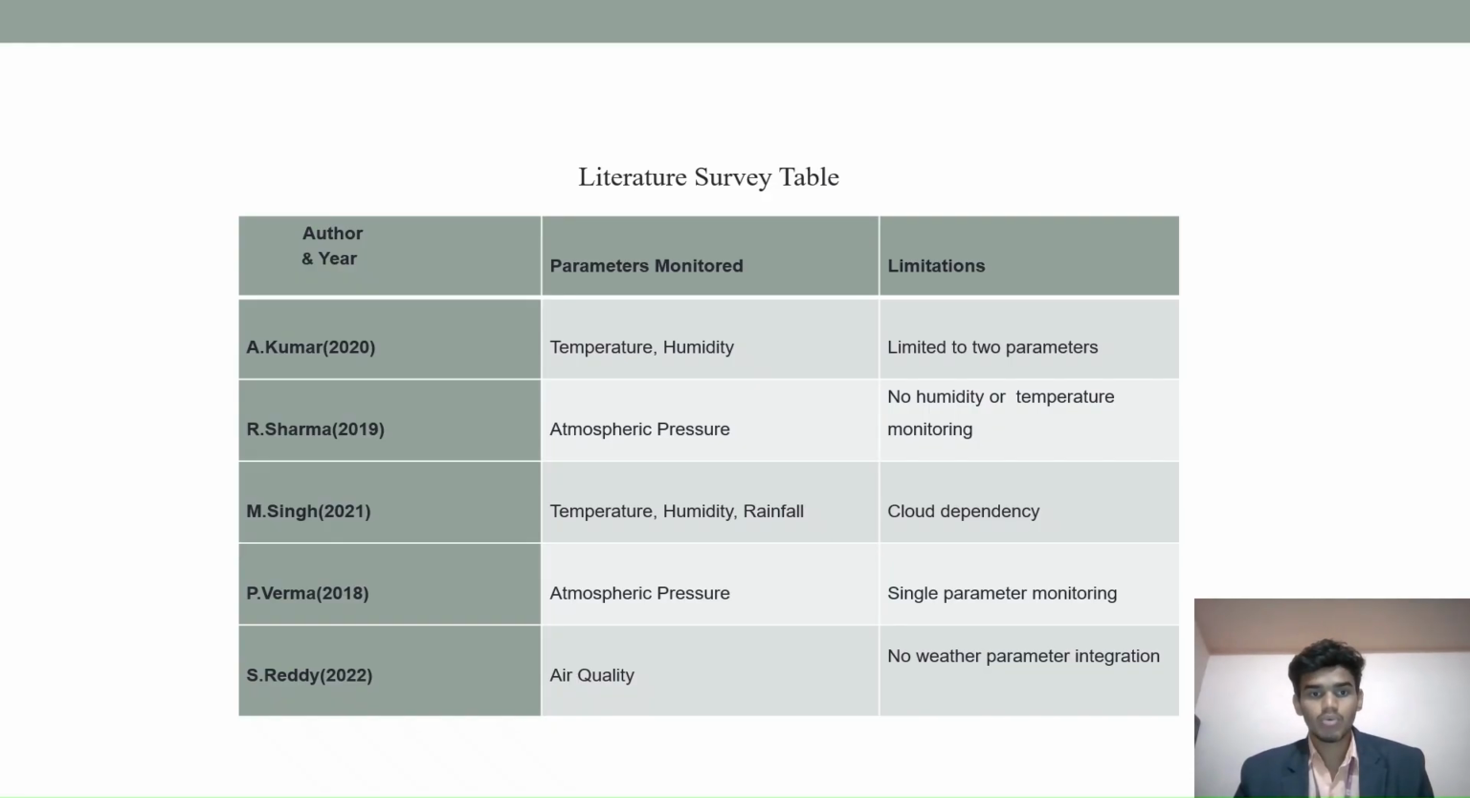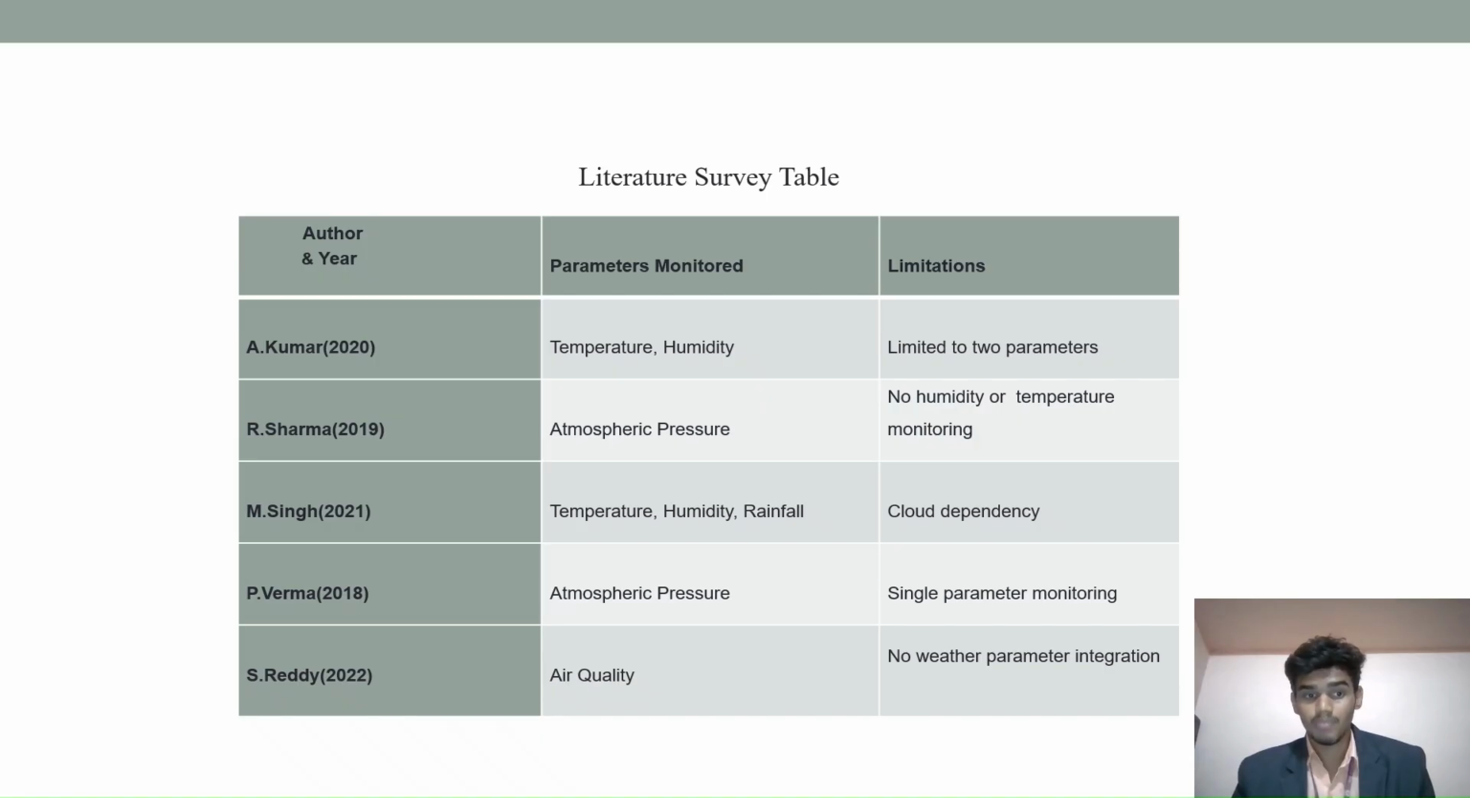A. Kumar in the year 2020 built a weather monitoring system where the parameters included are temperature and humidity only. So he is limited to only two parameters. For the Sharma project in the year 2019, he could only include atmospheric pressure as a parameter. So there is no humidity and temperature monitoring. M. Singh in the year 2021 created a model where he included temperature, humidity, and rainfall, but it is a cloud dependent model.